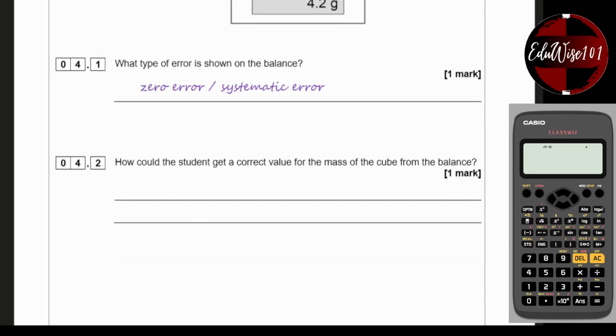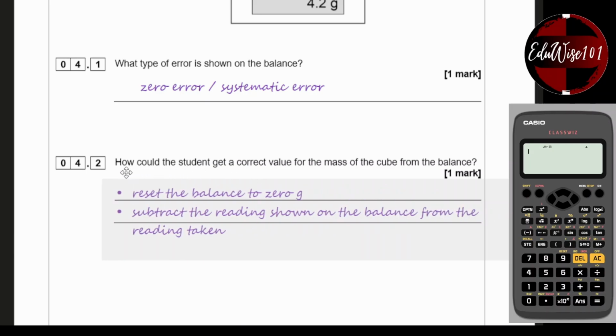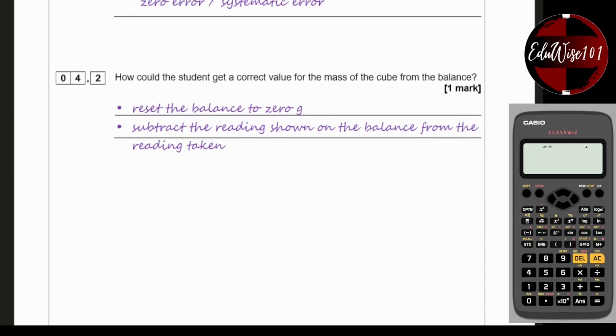So any of these two answers should give you 1 mark. Reset the balance to 0 grams, or subtract the reading shown on the balance from the reading taken. Next question.